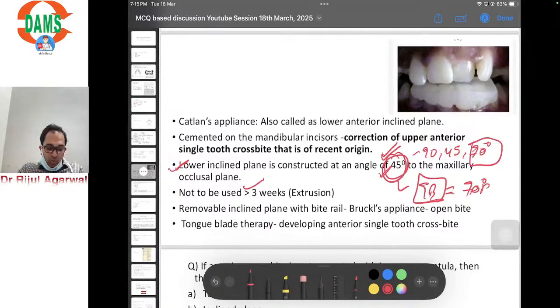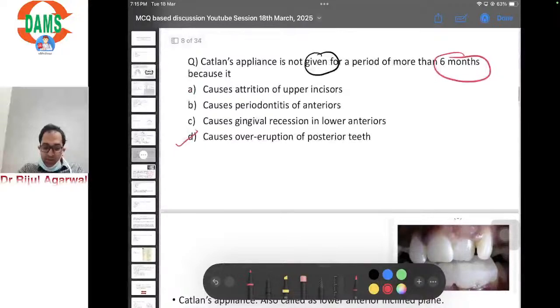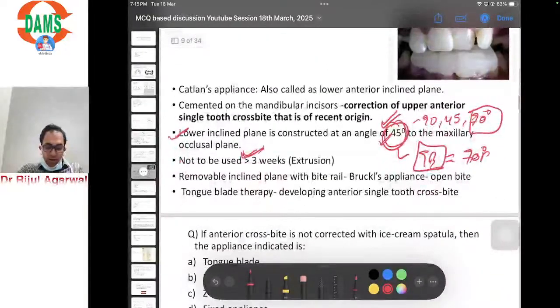Okay, not to be used for more than 3 weeks. That's what literature said. Here in the question, they have given 6 months. But the concept they are asking about is that it causes over eruption of posterior teeth. There is no question on duration here, so there should be no doubt on the next question; you remember 3 weeks, but 6 months comes here. Okay, if the question is on duration, then it's 3 weeks.